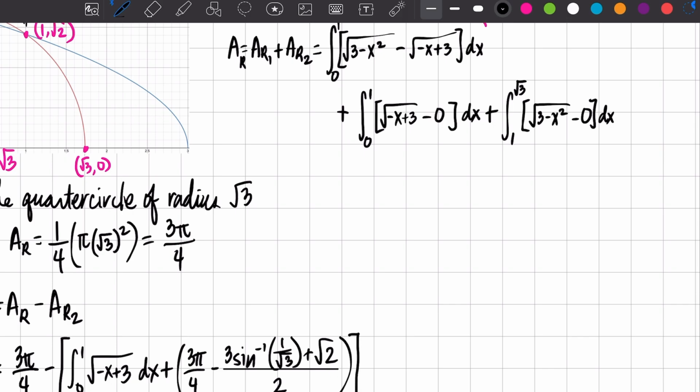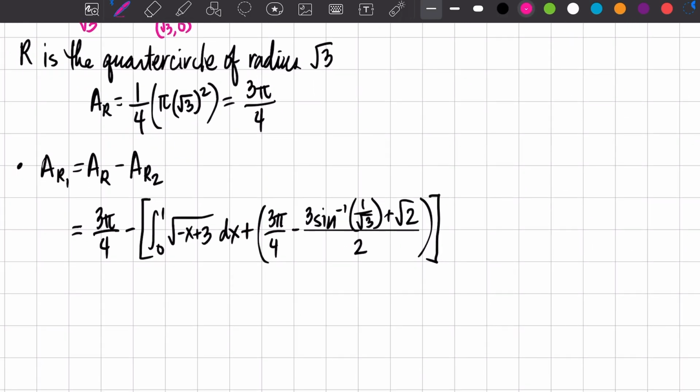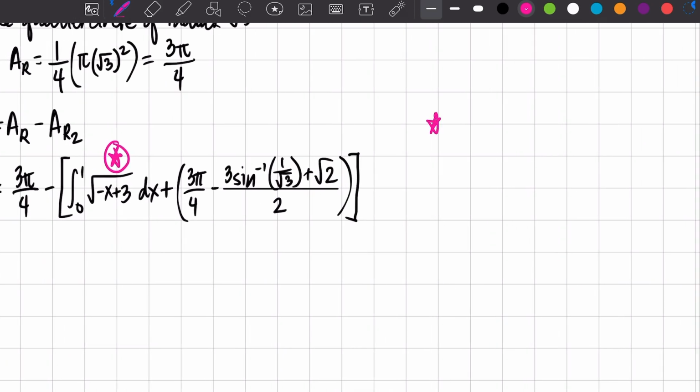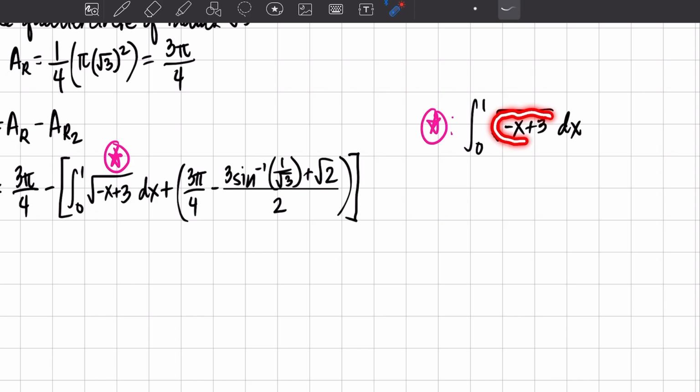So now, our problem is this integral right here. Okay, let's solve that one first. You have the integral from 0 to 1 of the square root of negative x plus 3 dx. And observe that the derivative of this one right here is negative 1. And that's quite good since what we have is a constant multiple of the one outside. So let's do a u substitution with u equals negative x plus 3.